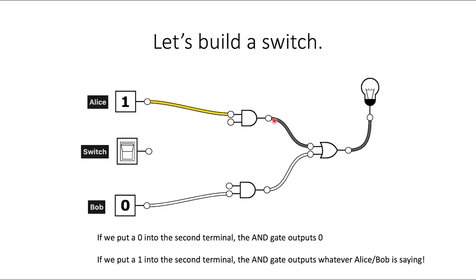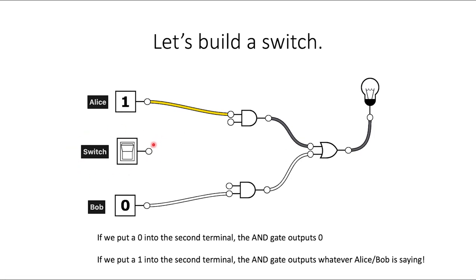Okay. Now everything that I've said for Alice works the exact same way for Bob. The point is that if I put a 0 into this wire, then no matter what Bob is saying, this will always output 0. But if I put a 1 into here, then this AND gate essentially routes Bob's message straight through. So this is kind of convenient because now I've given you a way to turn on and turn off Alice's message and turn on and turn off Bob's message. And this should be governed by this switch.